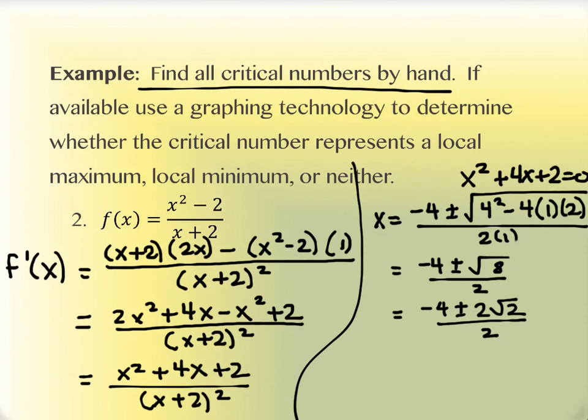And at this point, we're allowed to reduce because all 3 of these divide by 2. So both pieces of the numerator are divisible by 2. So when we divide this, we end up getting negative 2 plus or minus square root of 2. These are x values all the way along.